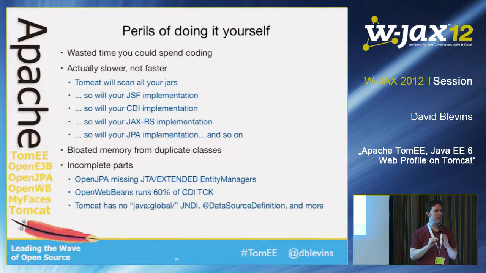Thirdly, incomplete parts. When you drop OpenJPA into Tomcat, for example, OpenJPA does not implement 100% of the JPA specification. Surprise. This is the case for a lot of technologies. It doesn't implement container-managed entity managers, which is basically tracking entity managers with a transaction manager. You can only do local transactions with OpenJPA. You need more functionality to track your entity manager with an actual transaction manager. That's not implemented by OpenJPA.